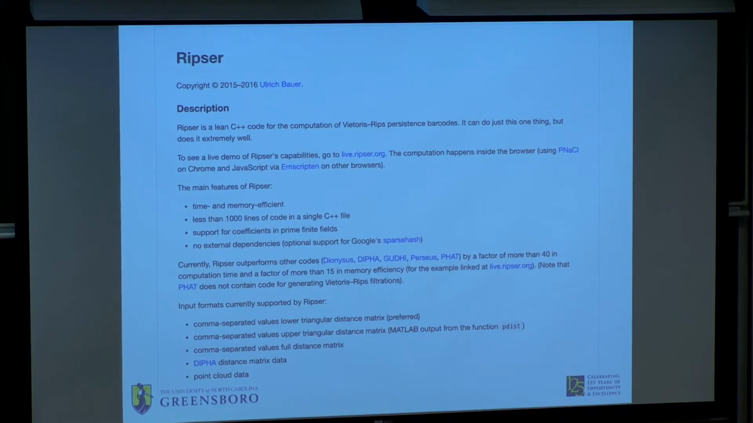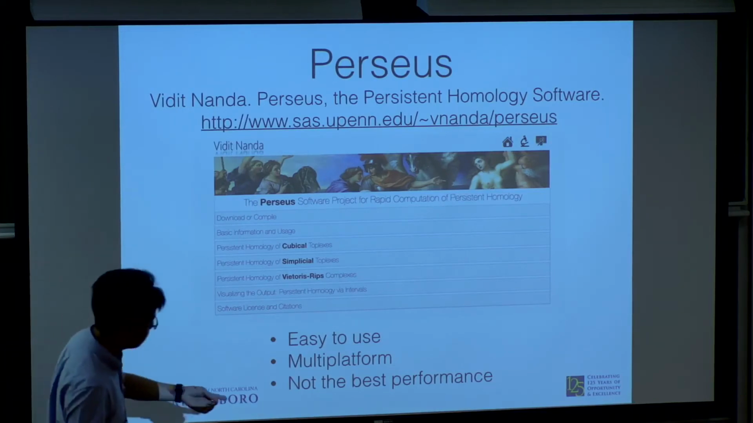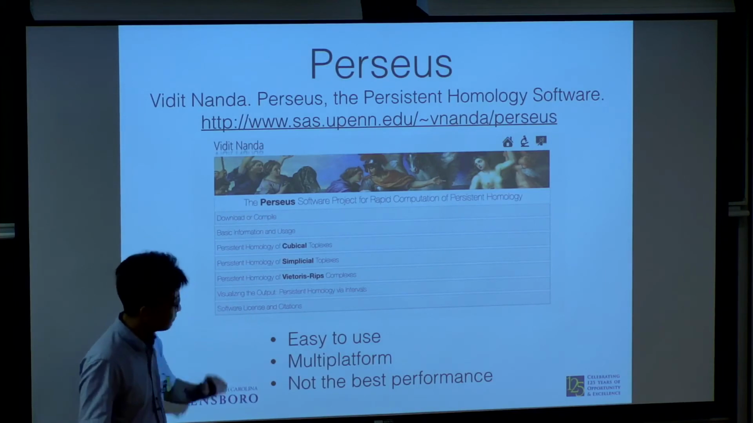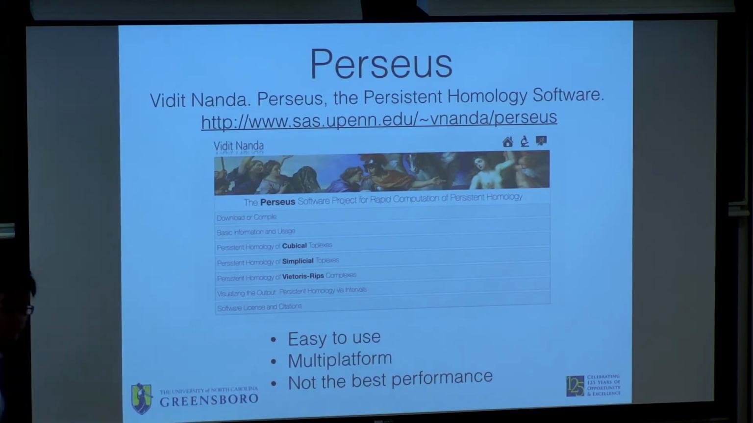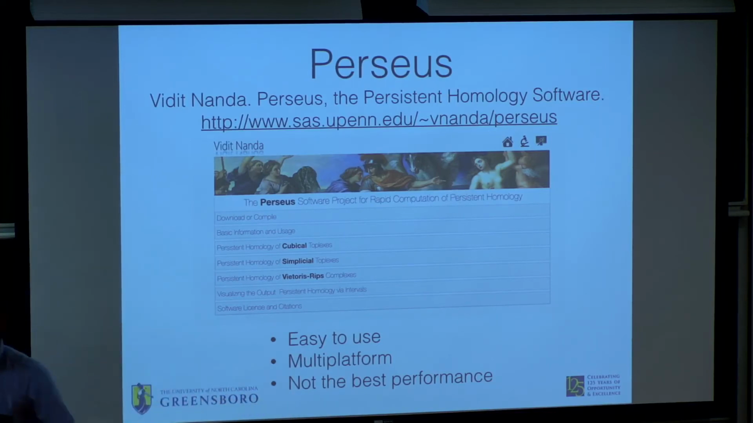All right. And the software we're going to use today is called Perseus. This is written in C++, but it has a very user-friendly API, so we're going to use this for today's lecture, okay? And it's very easy to use. You can download the Windows version. You have a Mac version and a Linux version, very easy to use, but it is not the best performance out there, right? Just keep in mind.